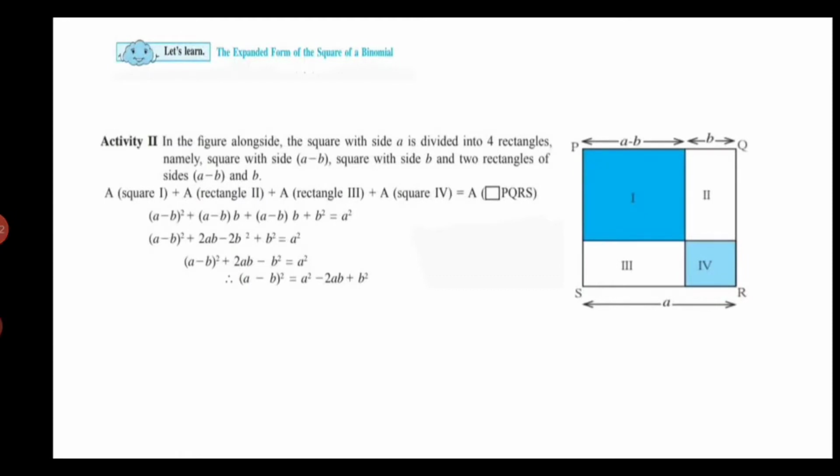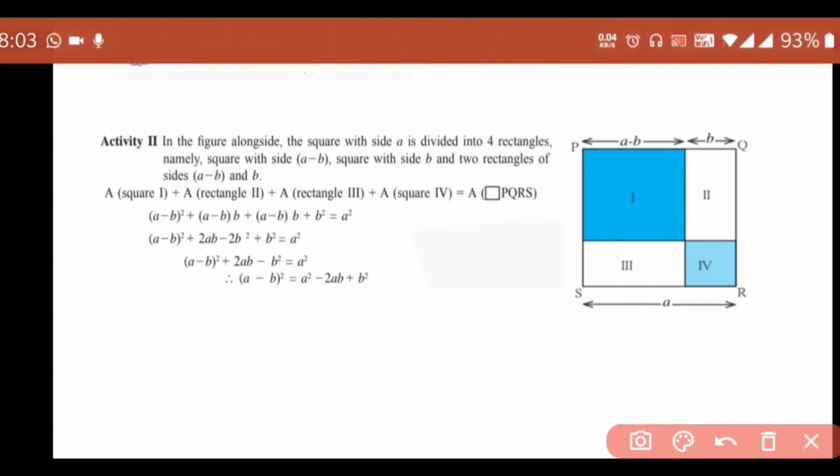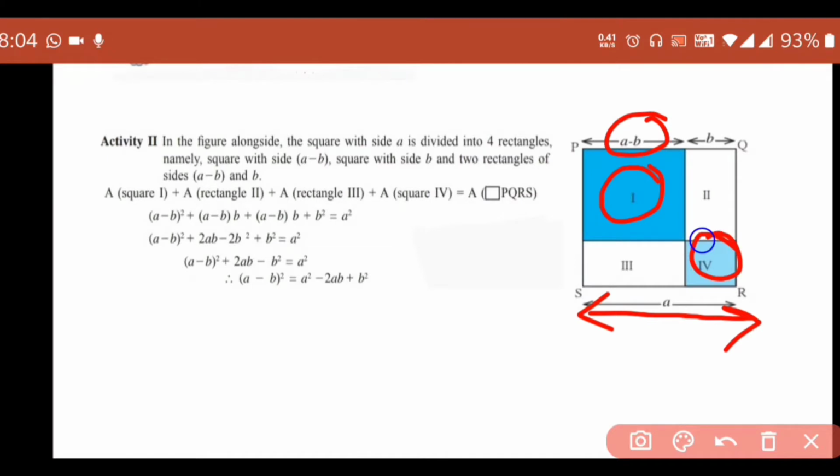Now let us learn this second activity. We can again observe this square PQRS in the figure alongside. This square PQRS is made up of 4 rectangles, or we can say it is made up of 2 squares and 2 rectangles. So the side of this full square, big square, is A. Then the side of this first square is A minus B. Side of second square is B. Okay, side of fourth square is B.